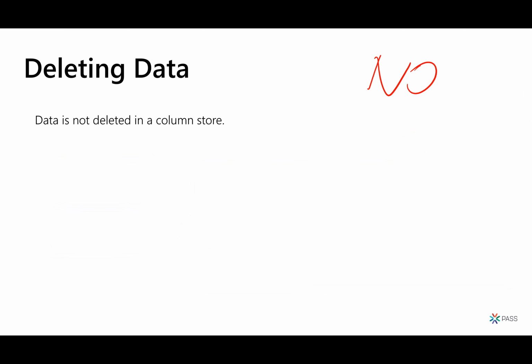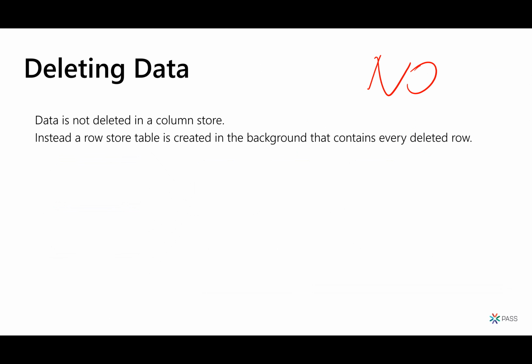They insert a new row in a table, which basically says, hey, this row doesn't exist in the column store anymore. So the moment you start deleting data, every time you read your column store, Microsoft has to join that row store table with your column store table every time you ask it to do so. And that's a nasty thing. They try to optimize it, but it's still really bad.